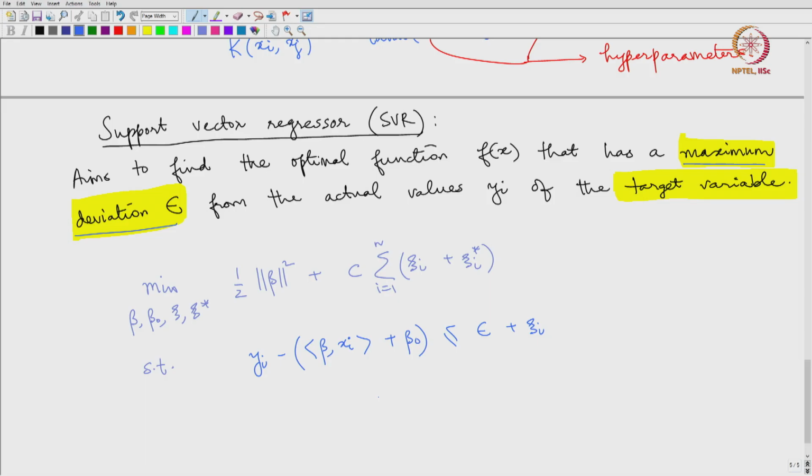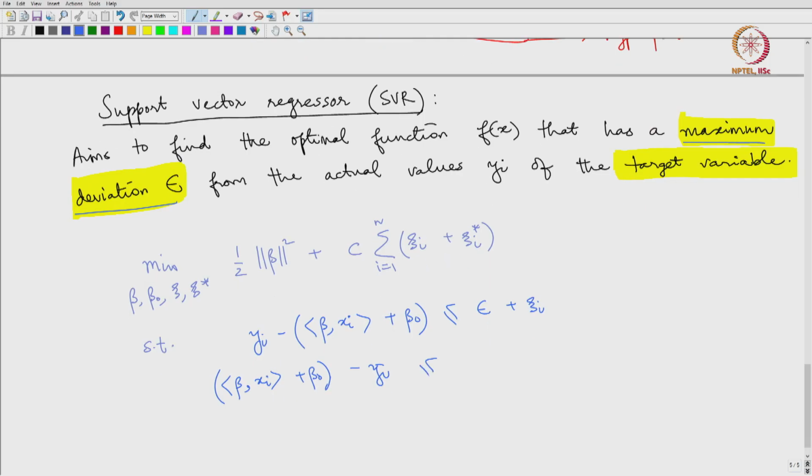Okay. So this is from one side, right, you have bounded the yi from one side. So you are looking at yi minus the prediction, you have to also look at the prediction minus yi, right, because the prediction can be higher than yi. So then you write the inner product of the weights beta times the features xi for the ith data point plus beta naught, that is the prediction, minus yi, that should be less than or equal to again epsilon plus xi i star. Okay. So for completeness now let us define what these terms mean. The C of course is a regularization parameter, right, to prevent overfitting basically.